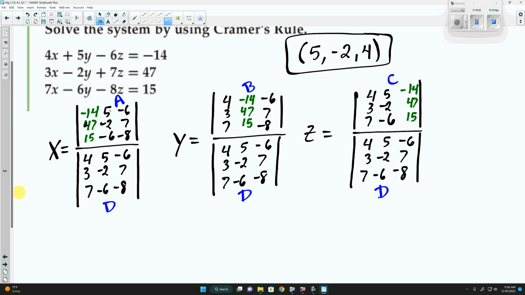Questions on this here? I mean, it's a lot of steps to do, but luckily the calculator will help you with pretty much all of it. And that's it.